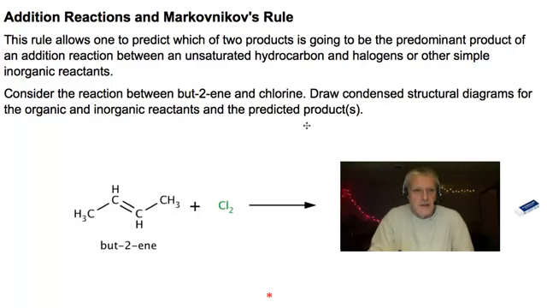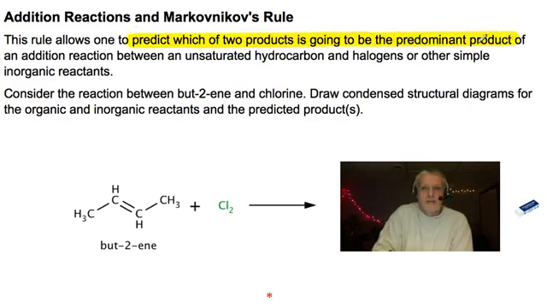So this is a short video dealing with a specific aspect of addition reactions, and it outlines this rule known as Markovnikov's Rule that really allows us to predict which one of two products is going to be the predominant product.